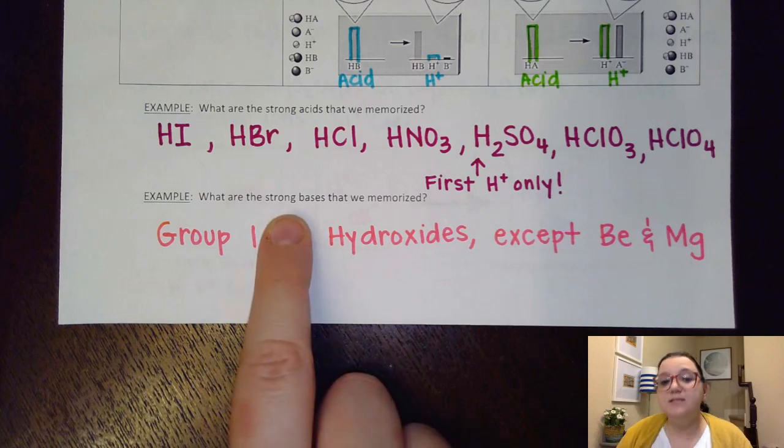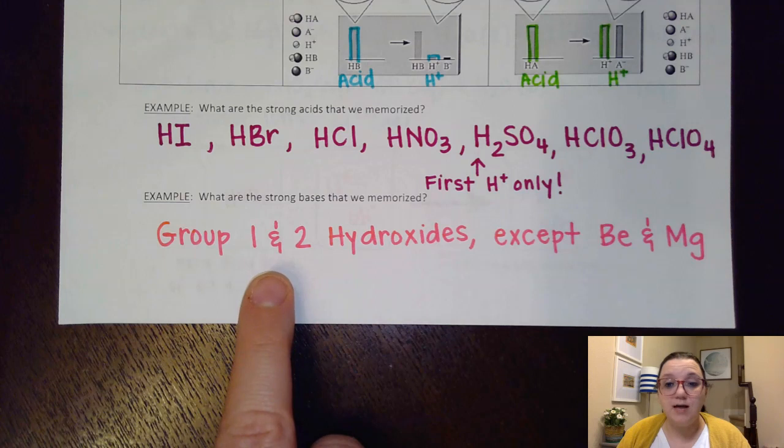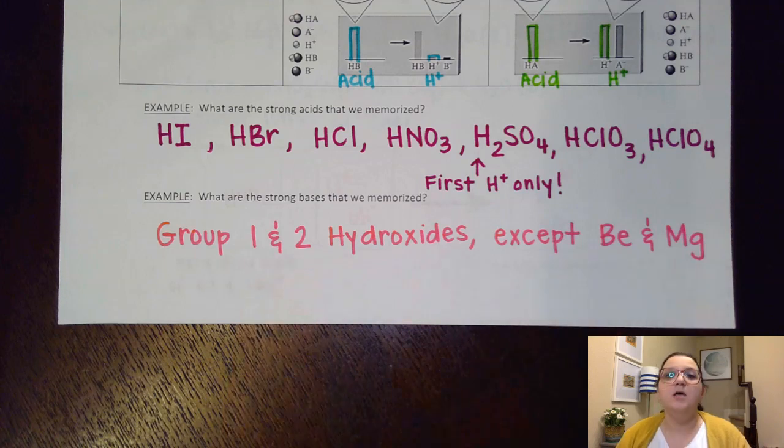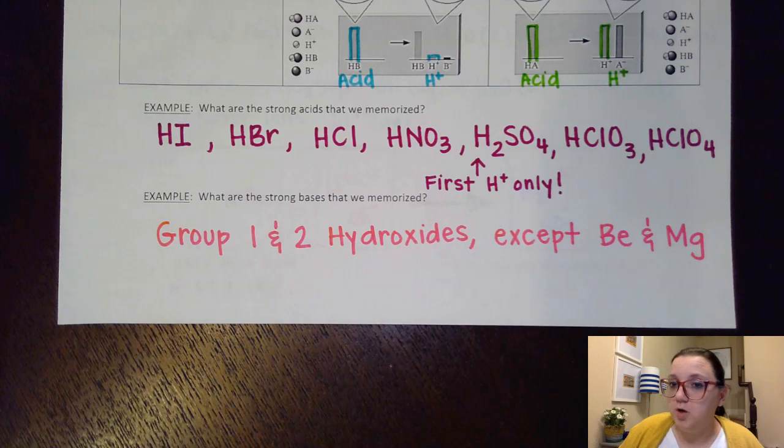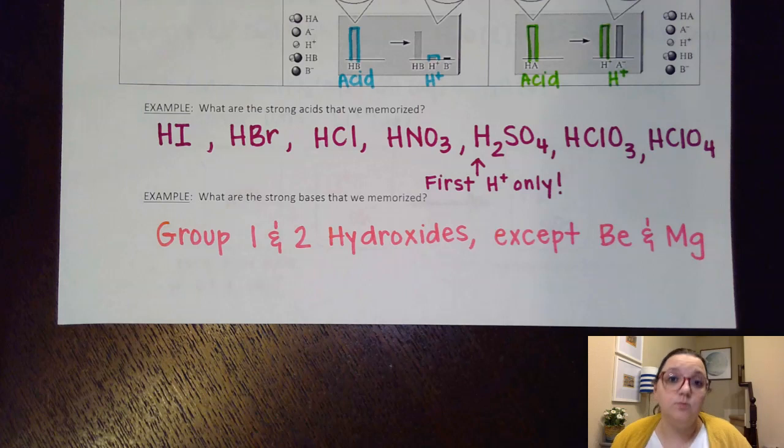For strong bases, these are our group 1 and 2 hydroxides except Be and Mg. So think like sodium hydroxide, potassium hydroxide, calcium hydroxide, barium hydroxide, all those group 1 and 2 hydroxides. So if it's a hydroxide that's not group 1 or 2, like for example, aluminum hydroxide, that would be a weak base. If it's an amine base, one of those nitrogen bases like ammonia, it would also be weak. So again, anything not on those strong lists would be considered to be weak. And so therefore I would need two-way arrows being used instead of one-way arrows.